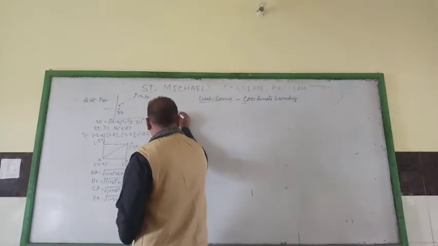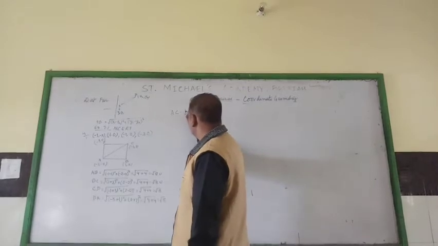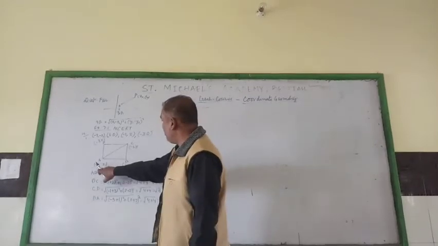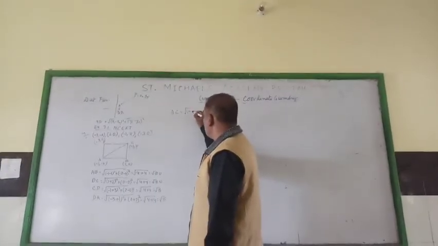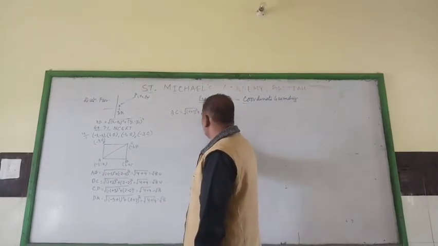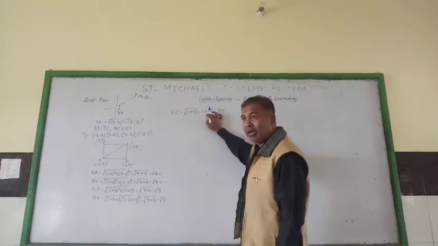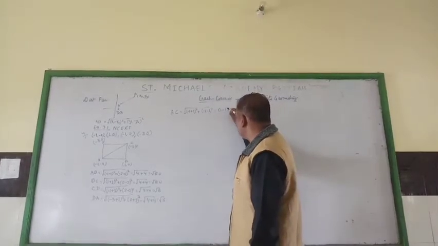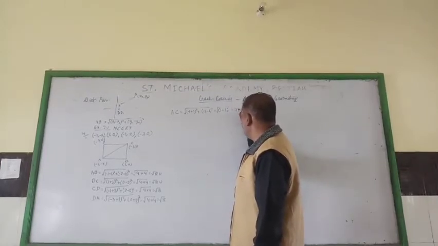AC. A becomes 1's and C becomes 2's. 1 plus 1, minus 1 plus minus minus 1, minus 1 minus minus 1 plus 1. Minus 2, minus 2 whole square. That's equal to 0 plus minus 2, equal to minus 4. Minus 4 square is equal to 16. Root under 16, that is equal to 4 unit.